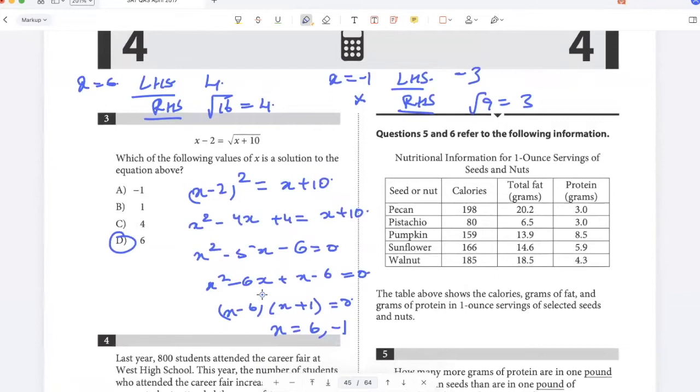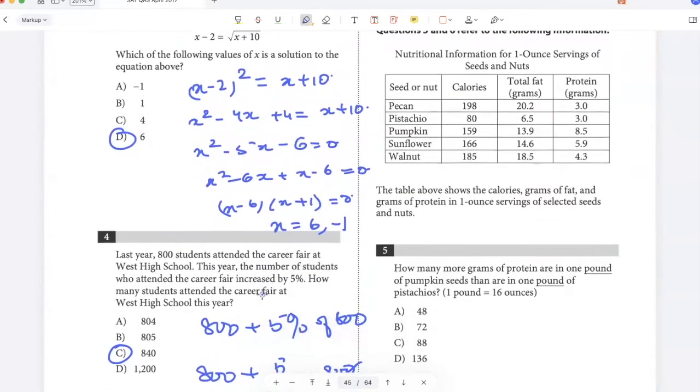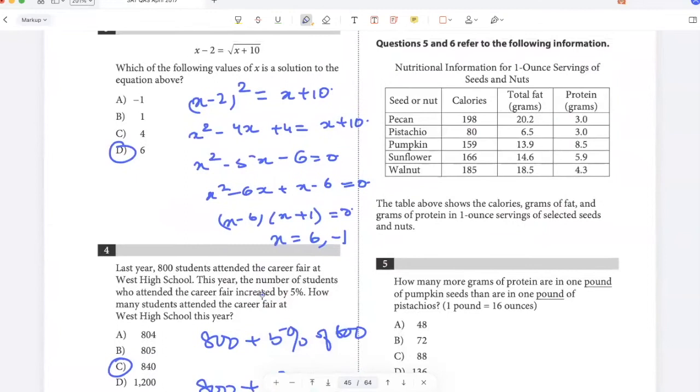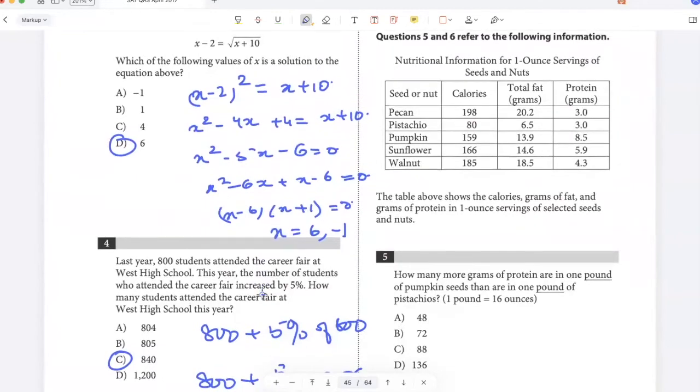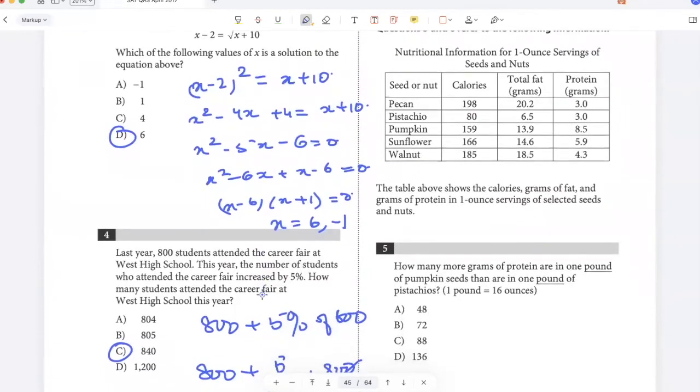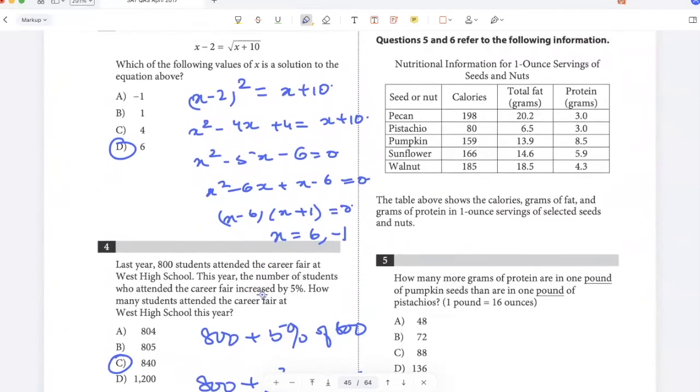Nutritional information for 1 ounce servings of seeds and nuts. The table above shows the calorie, grams of fat, and grams of protein in 1 ounce servings of selected seeds and nuts. How many more grams of protein are in 1 pound of pumpkin seeds than are in 1 pound of pistachios? And 1 pound is 16 ounces.